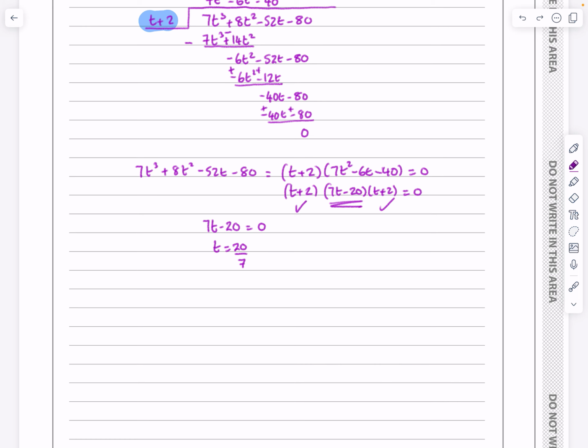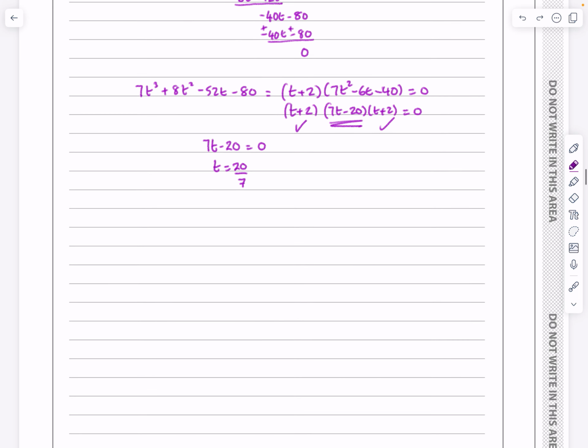And then, what was the question? The question actually said, can you find the x value? So the x value was 2t squared minus 6t, so it's going to be 2 lots of 20 over 7 squared minus 6 lots of 20 over 7, and whatever that works out to be. It's not a particularly neat answer, actually. It works out to be minus 40 over 49.